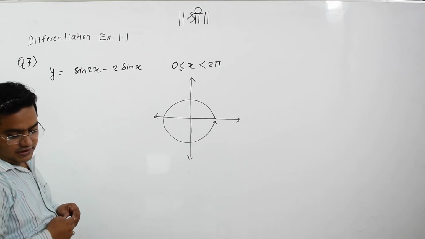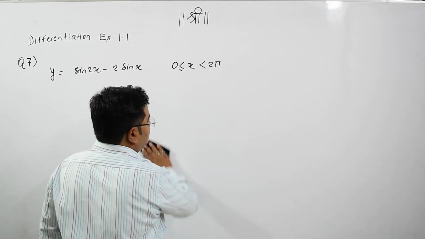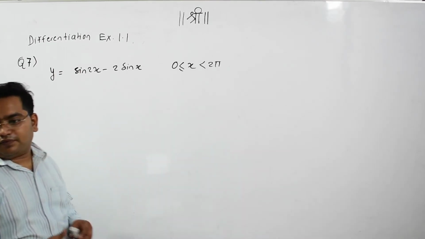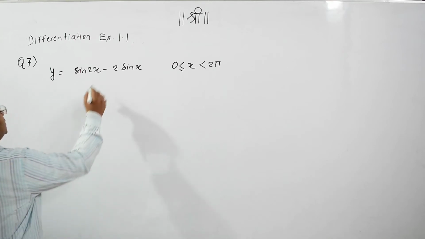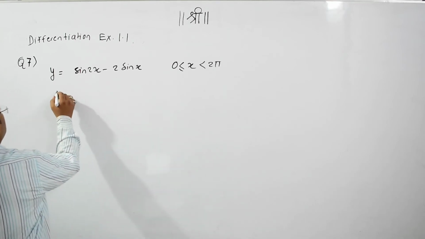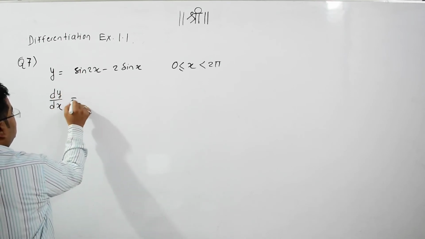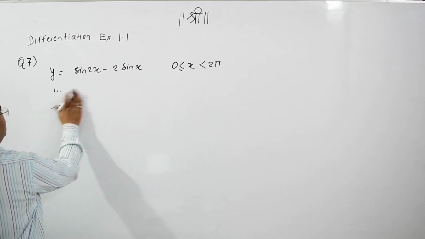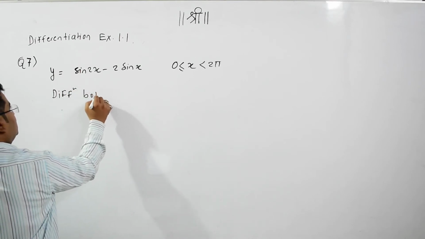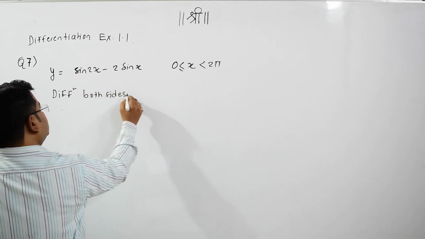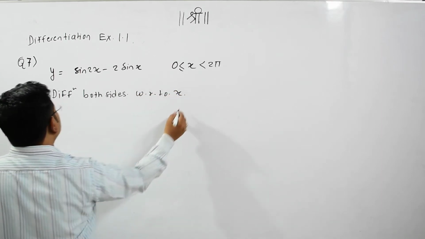So why can we differentiate? Within this principal solution we need to differentiate dy upon dx. First of all we need to find the value of x. So differentiating both sides, dy upon dx is equal to how much? You need to write that statement within this bracket. So first, differentiating both sides with respect to x, what will you get?